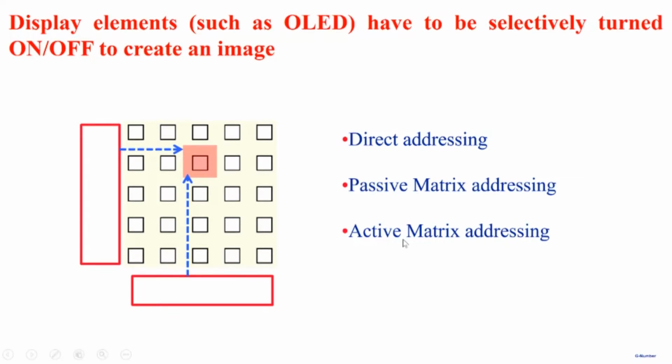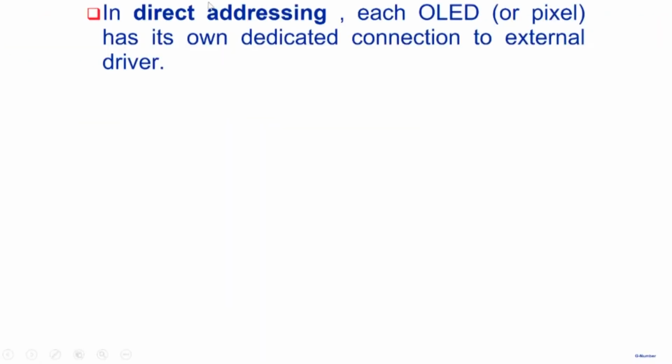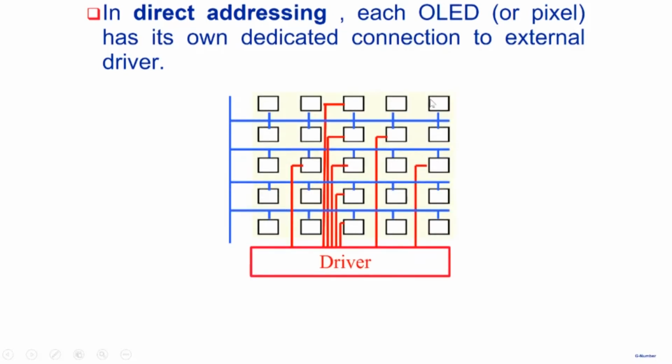So what these things mean, let's look at it not in too much detail, but at least to the extent that we can appreciate each one of those methods of addressing the LED. In direct addressing, each LED or pixel, we'll use them interchangeably, has its own dedicated connection to the external driver. So we have this array of OLEDs. Note that one terminal of the LEDs is all connected together, is common, right? So the blue is the common terminal. The other one is all coming out to these drivers. These could be current drivers here. So each individual LED has its own wire running to a driver.